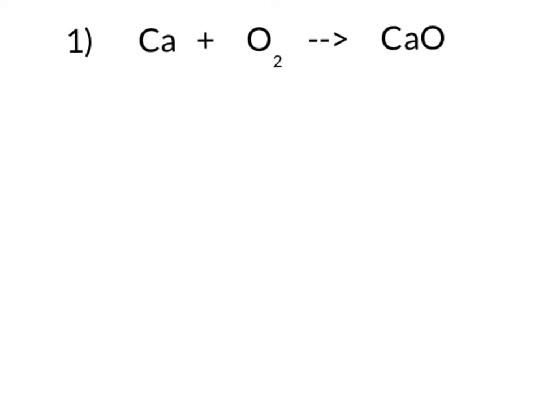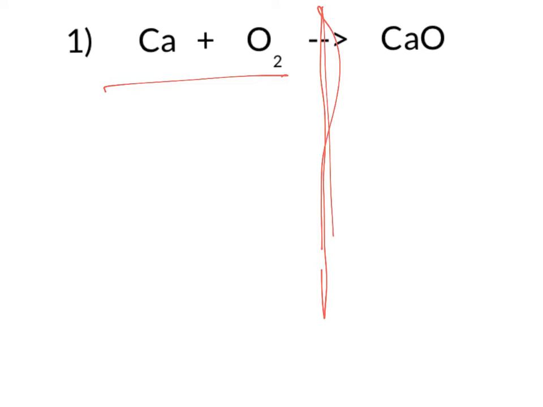Example number 1. First thing you need to remember is that whatever's on this side of the reaction needs to be the same on that side. This is called the conservation of mass. So, how many calciums have we got on this side? We have 1. How many oxygens have we got? We've got 2. How many calciums have we got? 1. How many oxygens have we got? 1. So the first thing to notice is the calciums balance, but the oxygens don't.